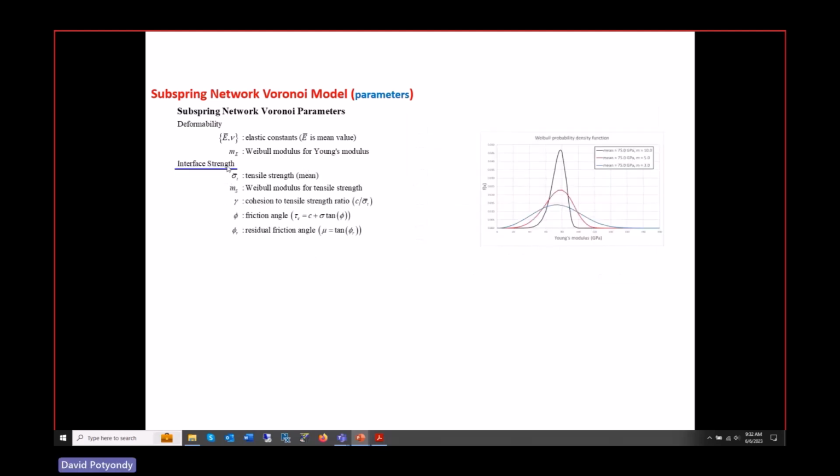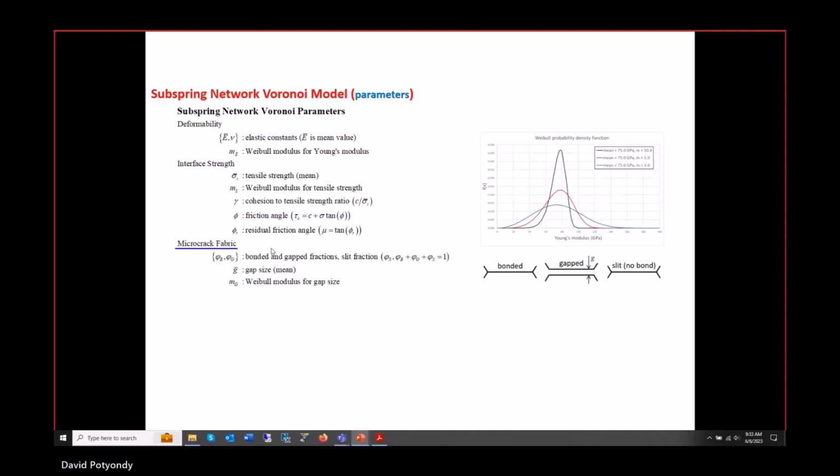You're also then giving strength at the interfaces. So we're giving a tensile strength, and we're giving a distribution of tensile strengths, because for a real rock, all of the micro tensile strengths are not going to be the same. So again, there's a distribution of strengths that we're given. And then we're giving basically a tensile strength, a cohesion to tensile strength ratio, a friction angle, and a residual friction angle for this system.